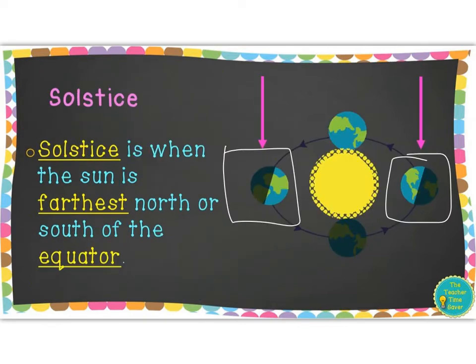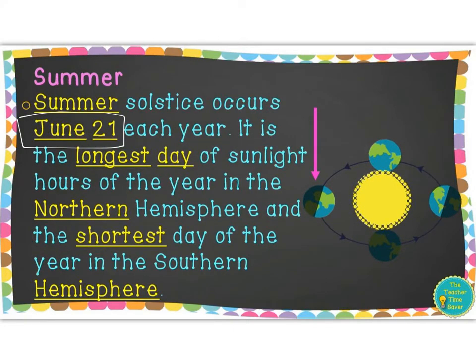Solstice. You need to know the definition of solstice and what seasons go with them. Solstice is when the sun is furthest north or south from the equator. This is going to be for our summer and winter seasons. Summer solstice occurs, and you actually need to know the date for the quiz. It occurs on June 21st each year.